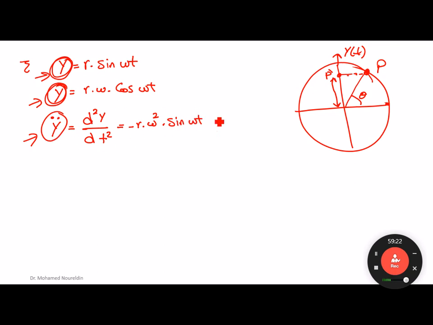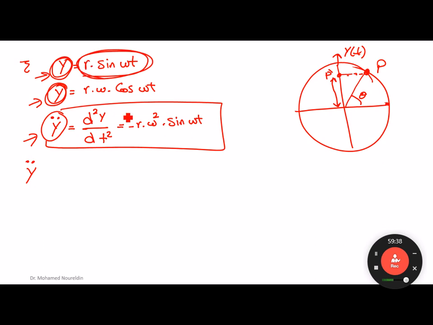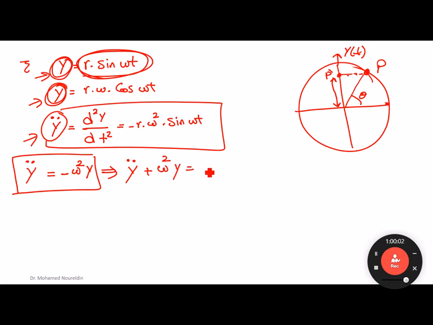Now I hope that you can understand. Look at this equation here, the last one. On the left-hand side we have y double prime, and on the right-hand side, minus r omega squared sine omega t, we can substitute r sine omega t with y, right? So we can say that y double prime equals minus omega squared y. Then we can put it in a differential equation form: y double prime plus omega squared y equals 0. This is a differential equation that we need to understand well.